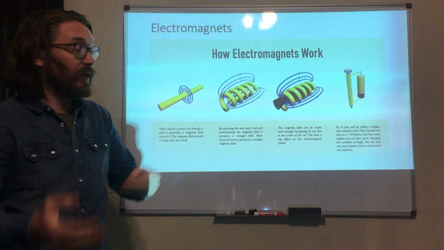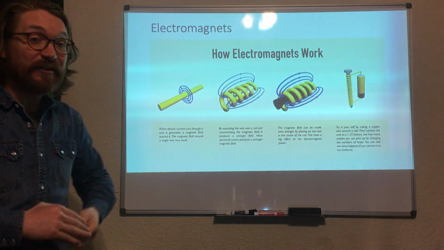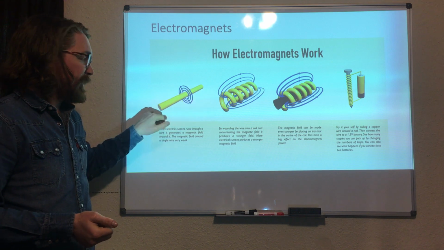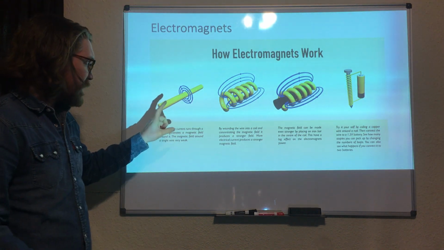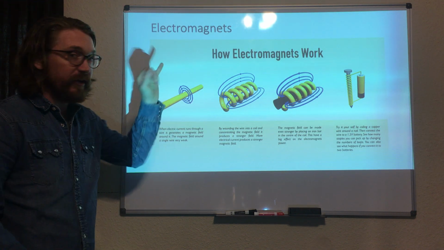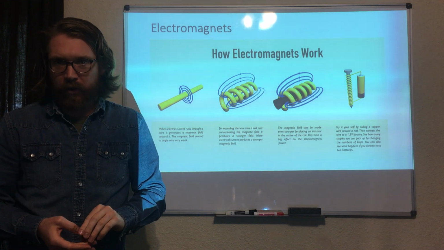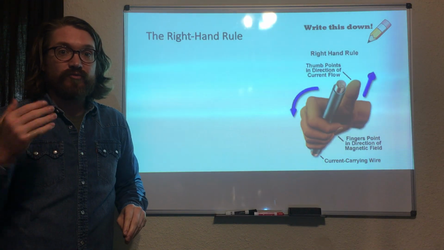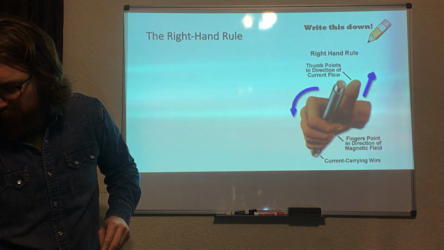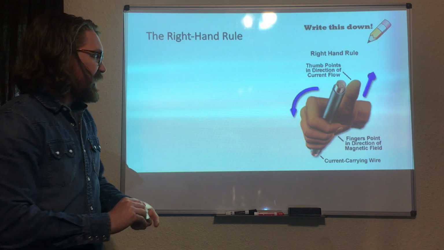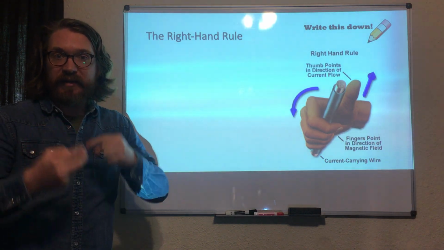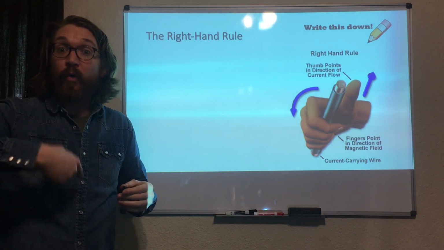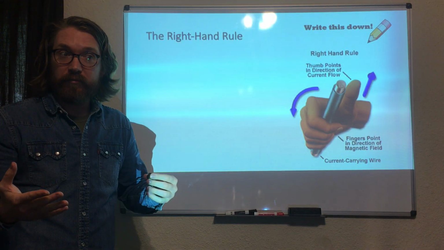Now, how can we make an electromagnet? It's actually a lot simpler than you may think, okay? So here we have one piece of wire, okay? And that wire has a current running around it. Actually, let me jump forward to show you guys something. You need to understand this right-hand rule. What the right-hand rule says is that the direction of the magnetic field wraps around a coil in the same way every time.